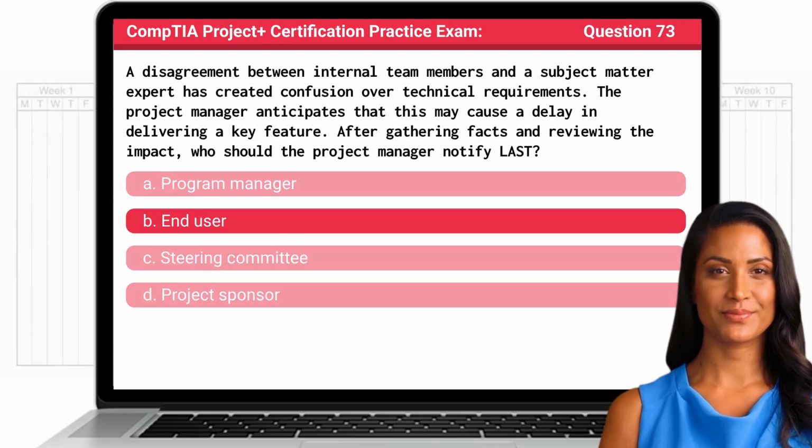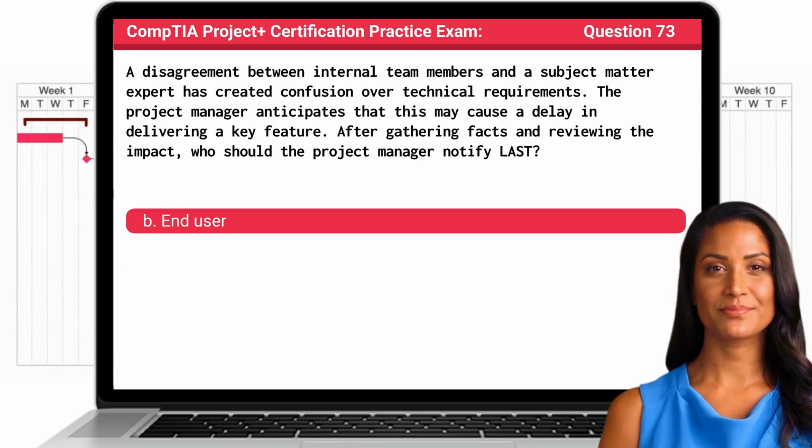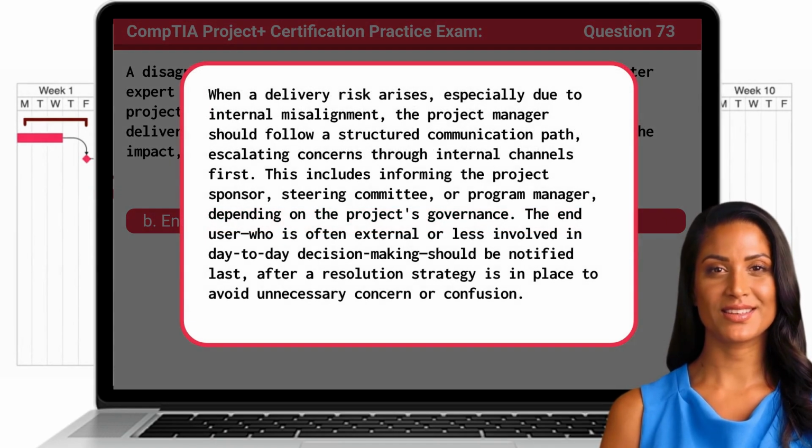The answer is B. End user. When a delivery risk arises, especially due to internal misalignment, the project manager should follow a structured communication path, escalating concerns through internal channels first. This includes informing the project sponsor, steering committee, or program manager, depending on the project's governance. The end user, who is often external or less involved in day-to-day decision-making, should be notified last, after a resolution strategy is in place, to avoid unnecessary concern or confusion.